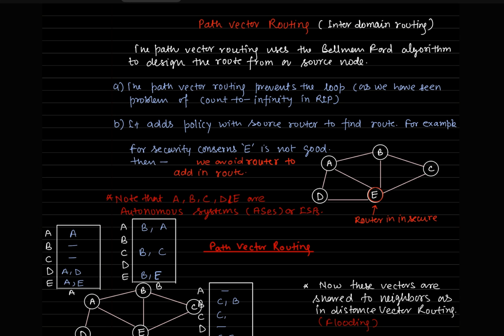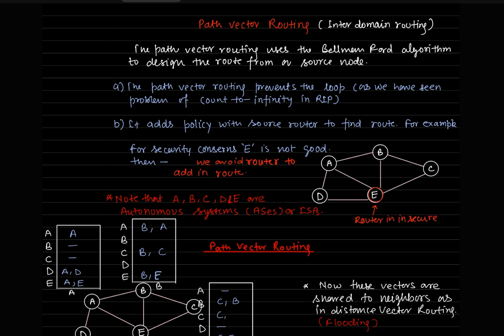What is a loop? If there is a count to infinity problem, that is basically a loop problem. The second key feature of path vector routing is that you can add policies. Policy means, if you have a network, you might have some problem with a router for security reasons, so you do not want to transfer any packet through this router. You do not want to add this router in the route of the packet.